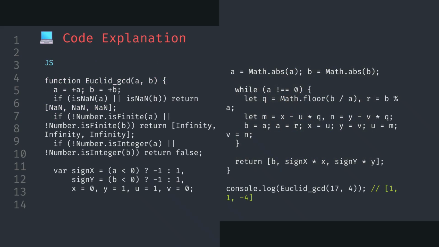Let's walk through the function. We first sanitize the input. We make sure that a and b are finite numbers and integers. We then initialize some helper variables that will track our coefficients. Inside the loop, we perform Euclidean division to compute the remainder, and we update all values to trace the coefficients. When a reaches 0, b holds the GCD, and x and y are our final coefficients. We adjust the sign at the end and return the GCD, x and y in an array.